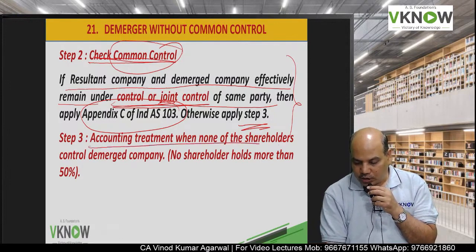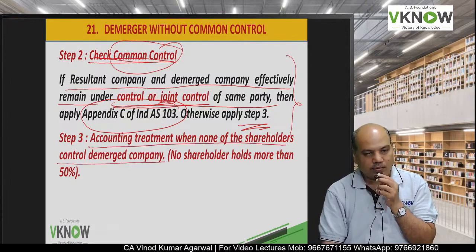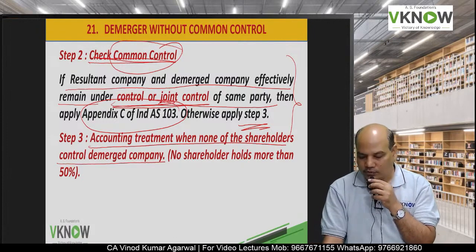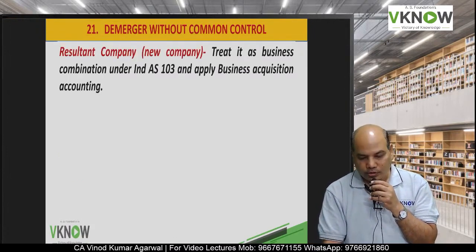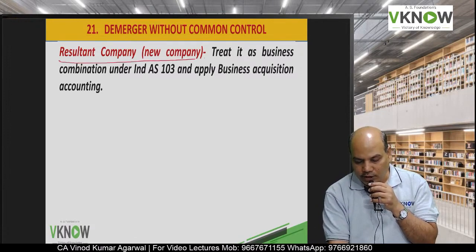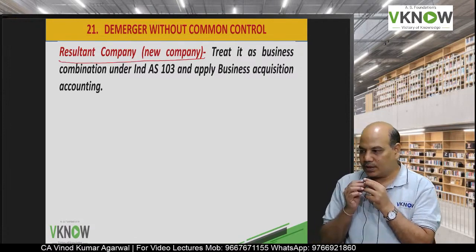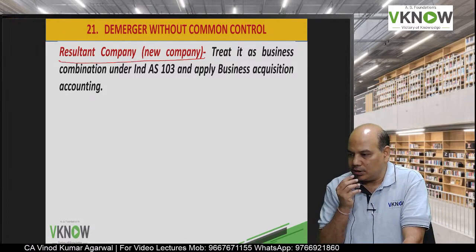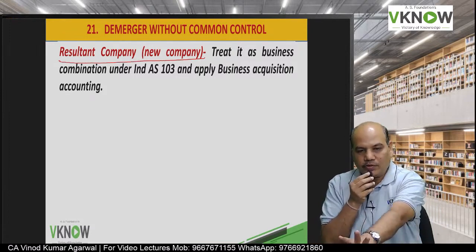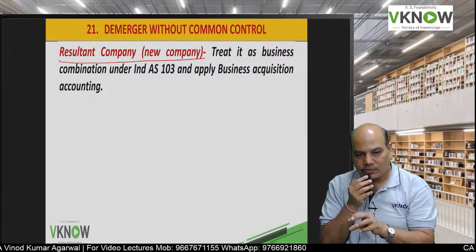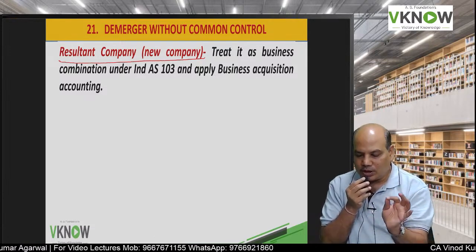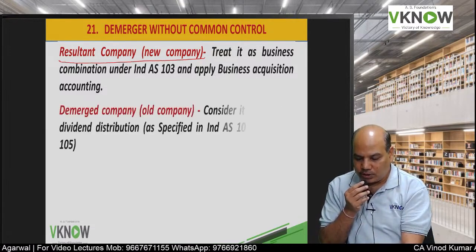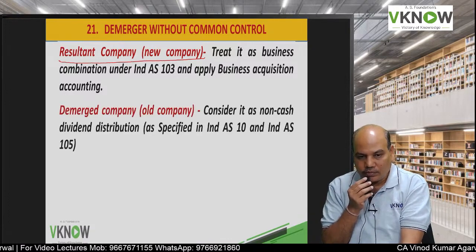Accounting treatment when none of the shareholders control the demerged company, that is, no shareholder has more than 50%. First of all, think from the resultant company's point of view. The resultant company means the new company. The new company is acquiring a business. It will simply apply IND AS 103 business combination accounting.